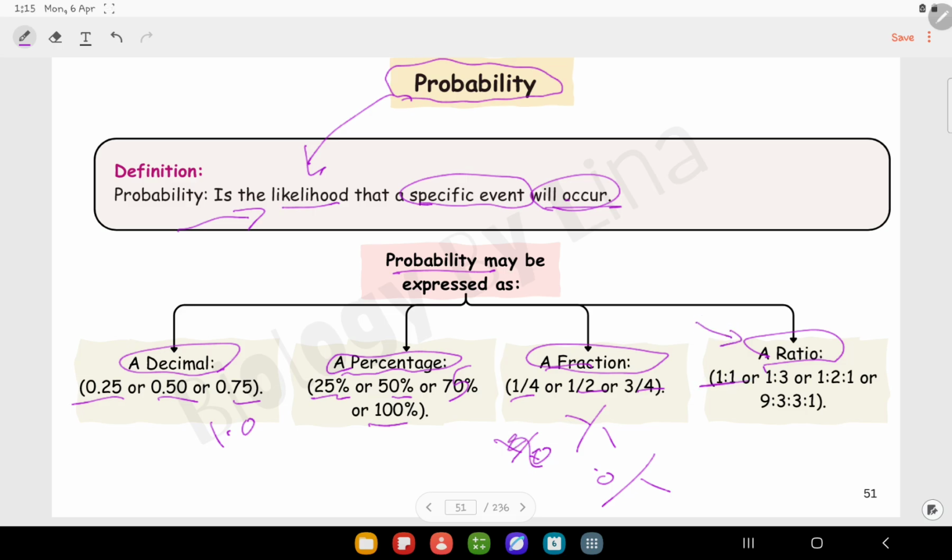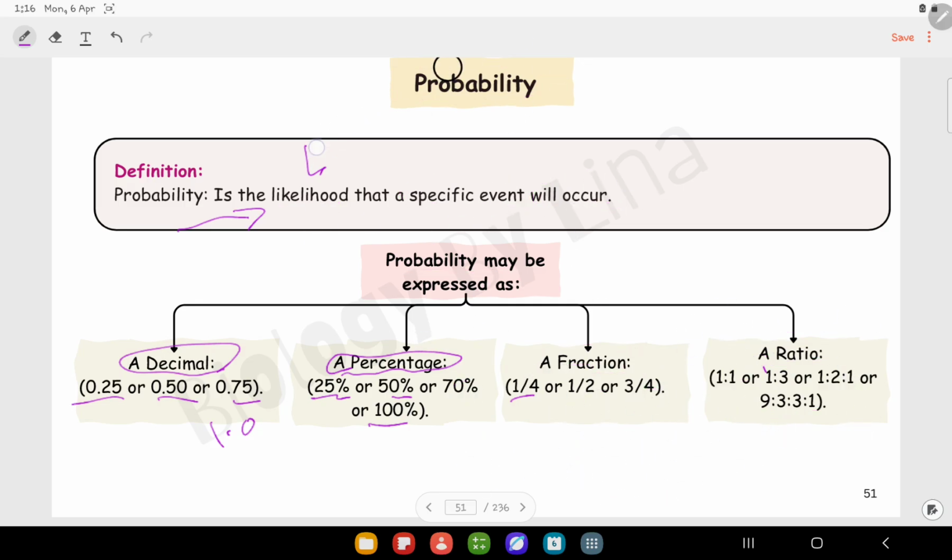Most questions in the ministry exams come as a ratio. For example, we say the ratio is 1 to 1. What do you mean by 1 to 1? It means 50 50, or half of them, for example, tall and half of them short. We have 1 3 3 1, 1 2 2 2 1, and 9 3 3 1. We have many different ratios. We will talk about each one in detail later, with monohybrid and dihybrid crosses.